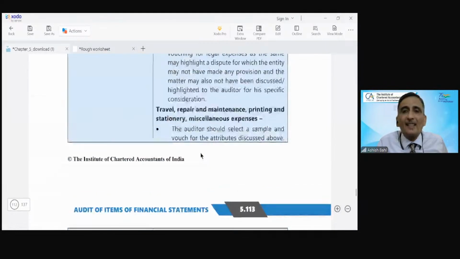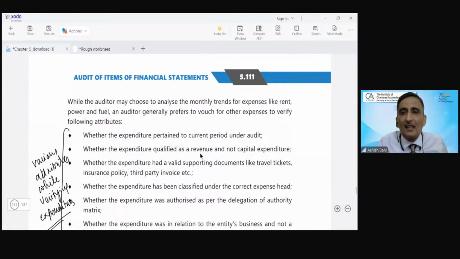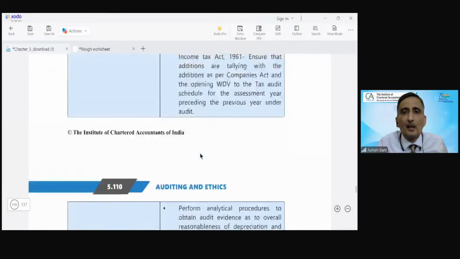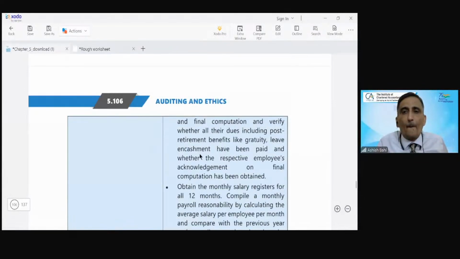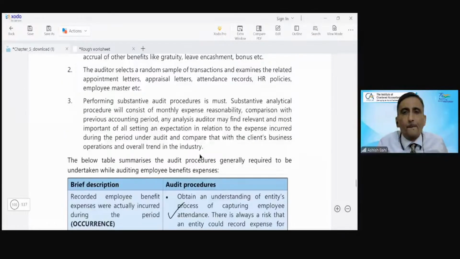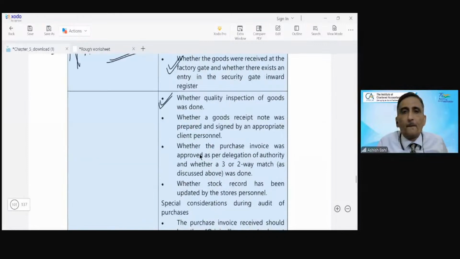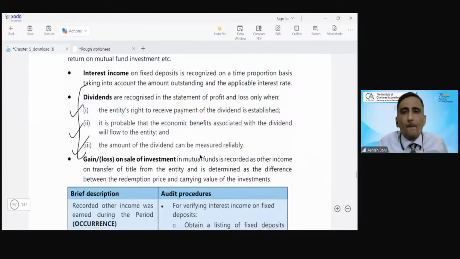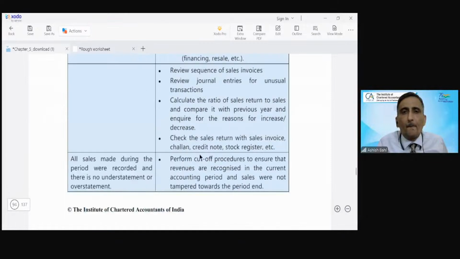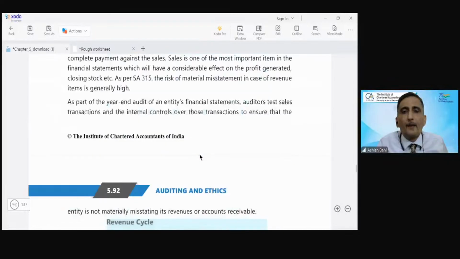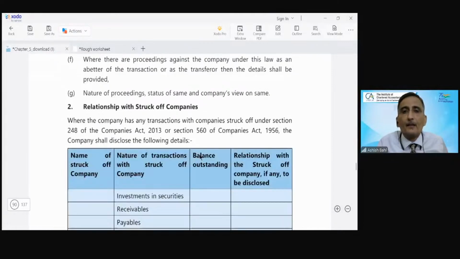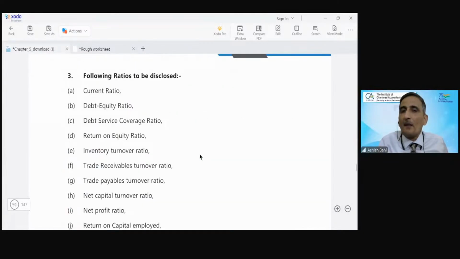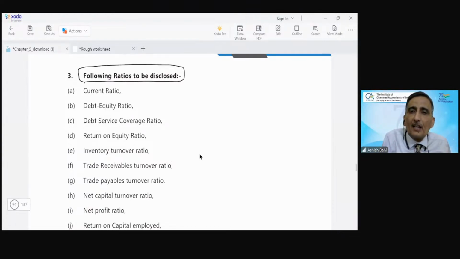So besides this, students, there are some other requirements also which we have not covered. There are three more such requirements. One such requirement is disclosure of ratios.